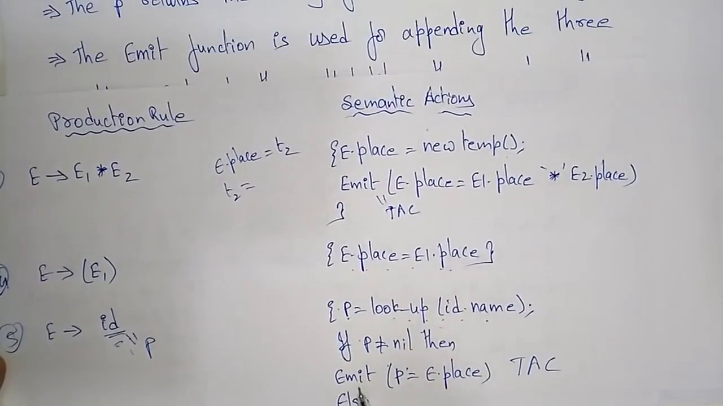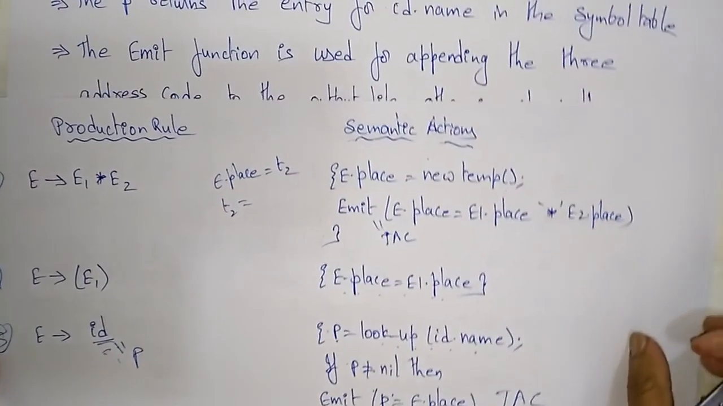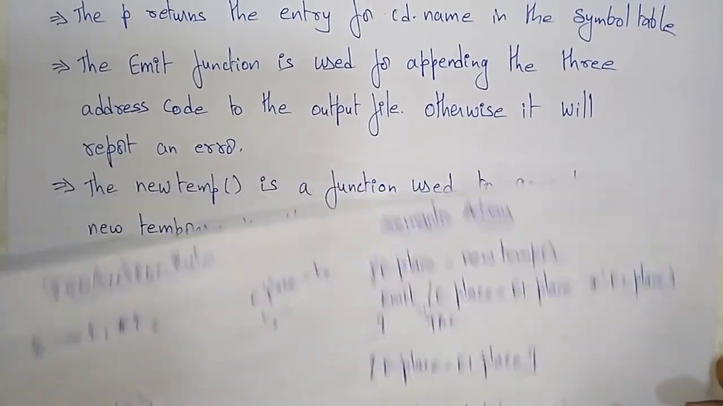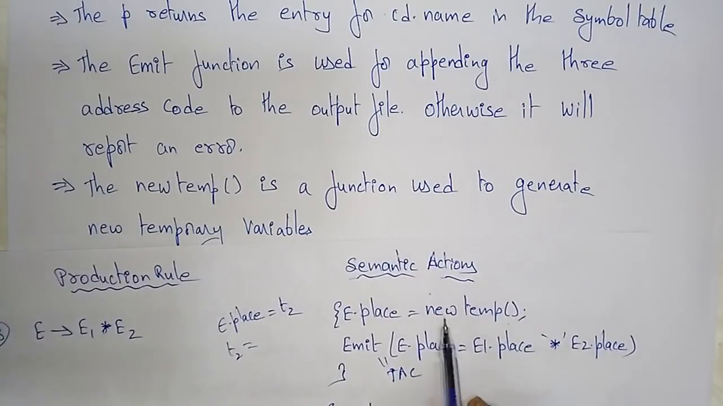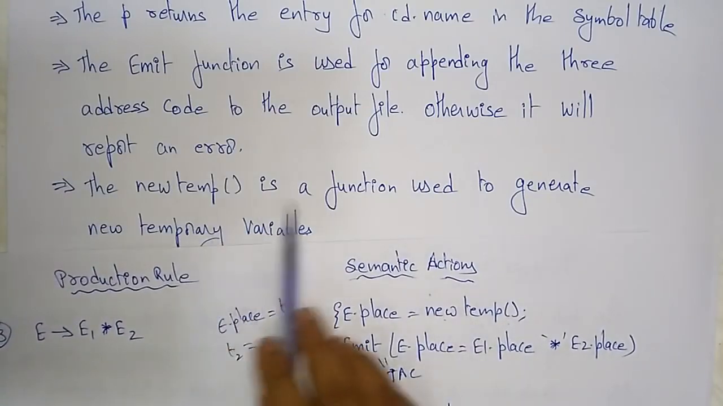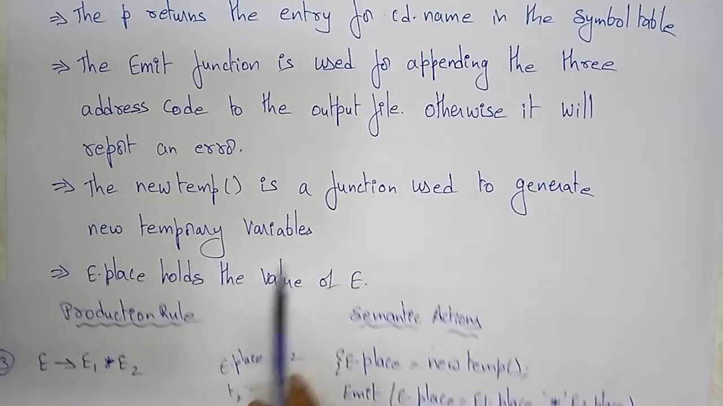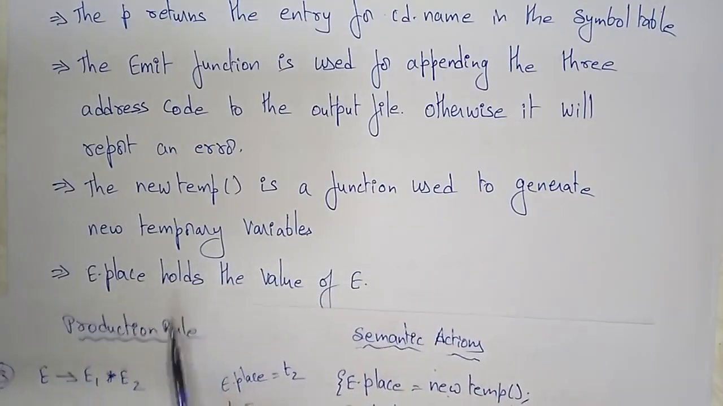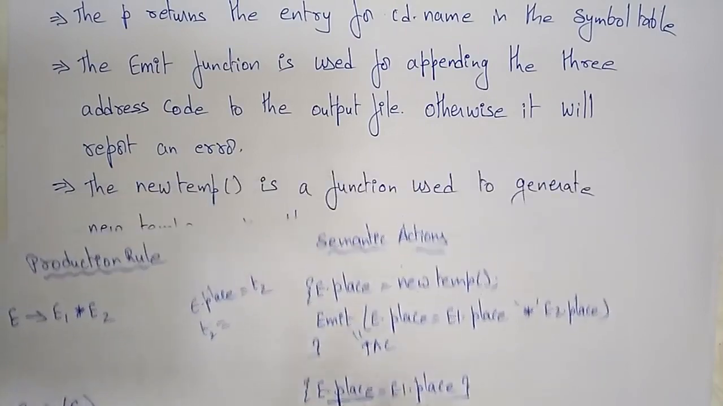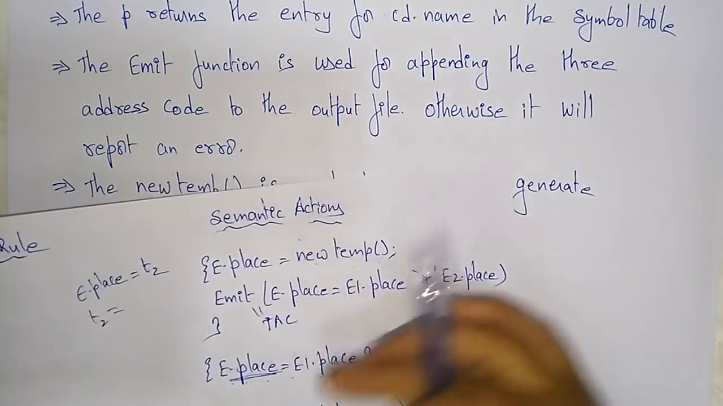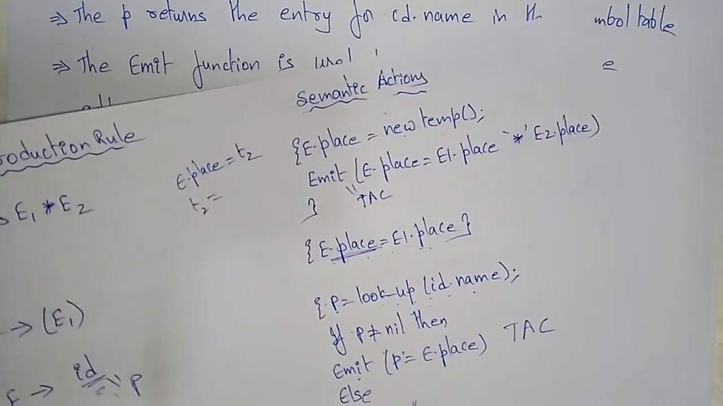The emit function is used for appending the three address code to the output file, otherwise it will report an error. Then coming to newtemp, it is a function used to generate a new temporary variable. And E.place holds the value of E. So these are the rules and terms that we used in the semantic actions.